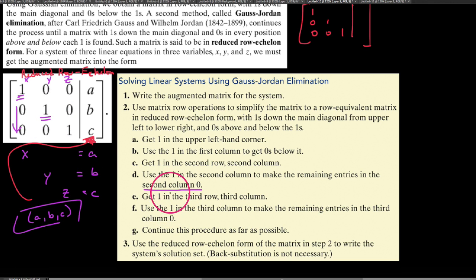And likewise, get a 1 in the third row and use that 1 to make zeros above it, not just getting a 1 there. And then what we'll do is, this third step says use the reduced row echelon form of the matrix in step 2 to write the system solution set. But the neat thing is that back substitution won't be necessary because we'll already have the solution.